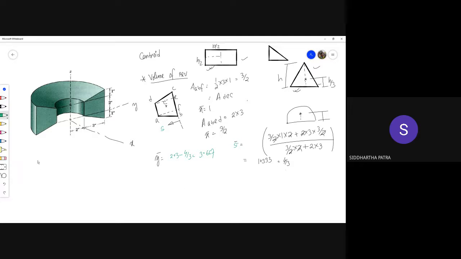So imagine the problem statement is: how much the volume weighs if the density is given.